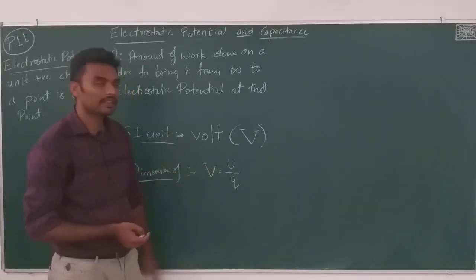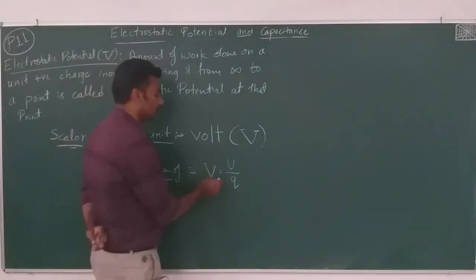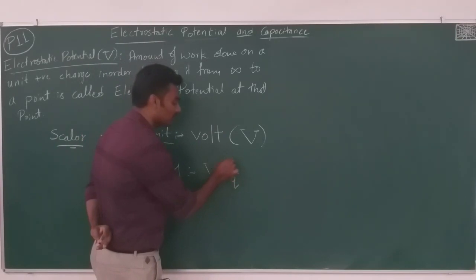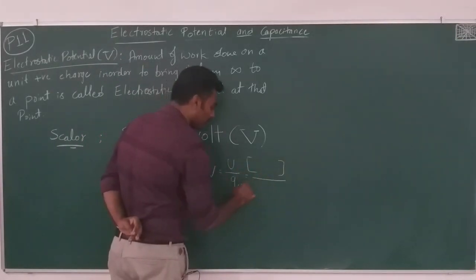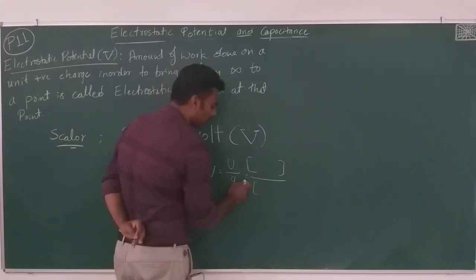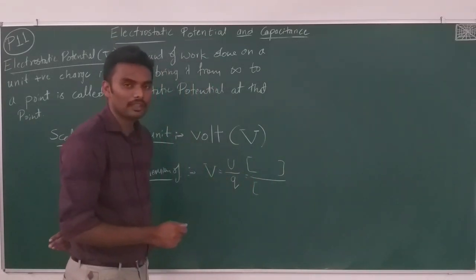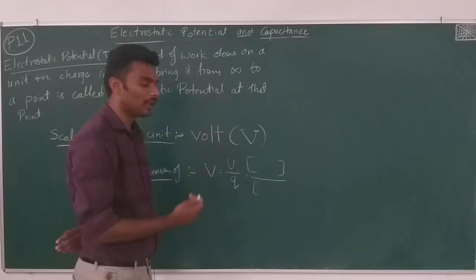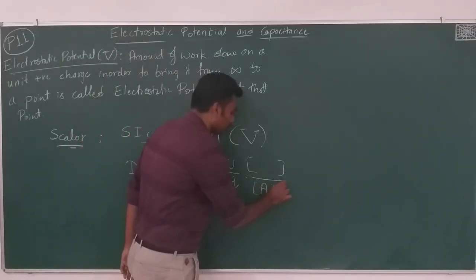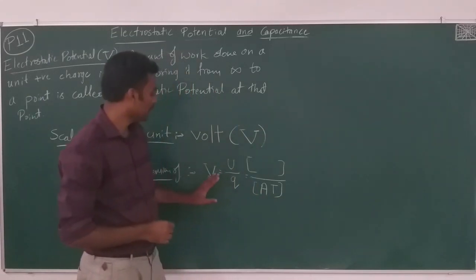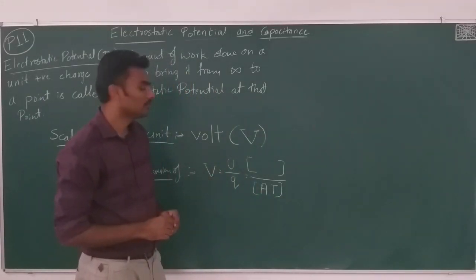Make use of this and get the dimension of V from the dimension of U. This is energy. You need to apply the energy dimension. I won't be going into it. I'll give you the dimension of q. q is equal to current into time. Current is in ampere, for time t. Use this and get me the dimension of V.